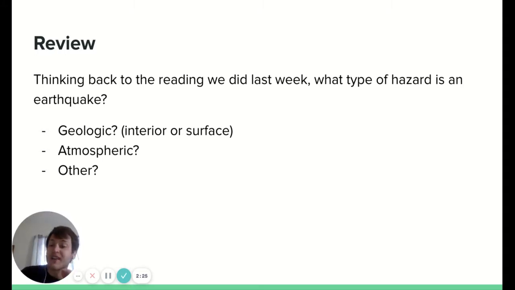And when we talk about geologic hazards, we have two different kinds. We have interior and surface. And that kind of describes where the hazards start. So an earthquake is actually an interior geologic hazard. It starts just underneath the surface of the earth. And then as energy travels through the crust, it goes out to the surface. So again, I misspoke. Earthquakes happen near the surface of the earth, not in the center of the earth. That's way too deep. I misspoke.